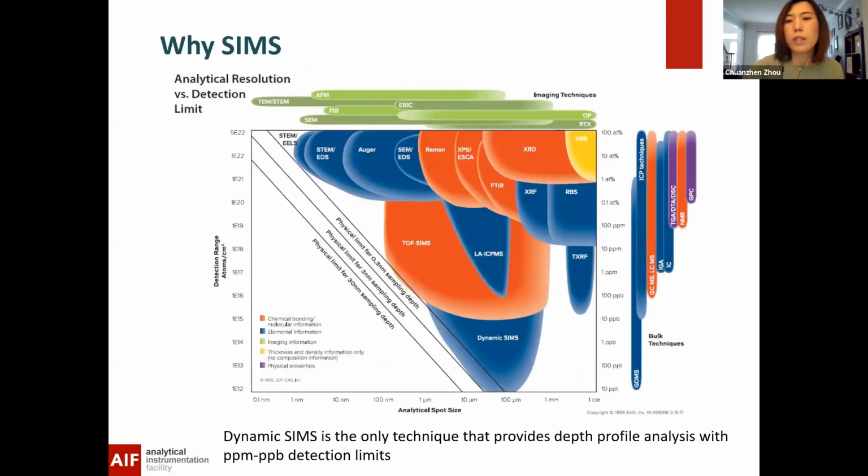All right, so why are we using SIMS? If you look at this scheme, you can see dynamic SIMS falls in this range and time-of-flight SIMS falls in that range. This scale shows the detection range, and this is the analytical spot size. As you can see, dynamic SIMS is the only technique that can detect very, very low concentrations and still give you a pretty decent analysis spot. So if you are looking at very low concentrations or very low doping elements, dynamic SIMS is one of the best analytical tools you can use. Time-of-flight SIMS also gives you a pretty good analytical spot size and a relatively good detection limit compared to other instrumentation.